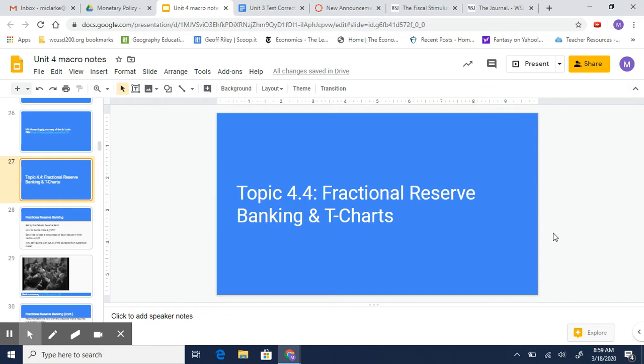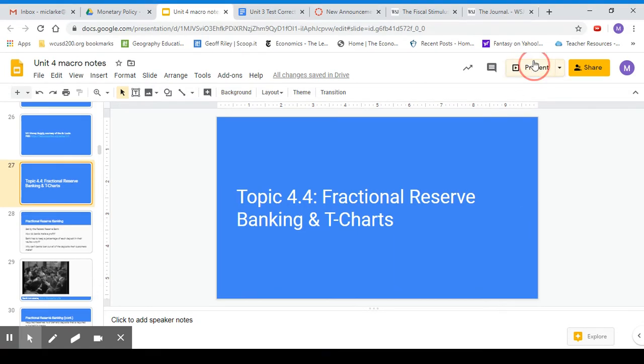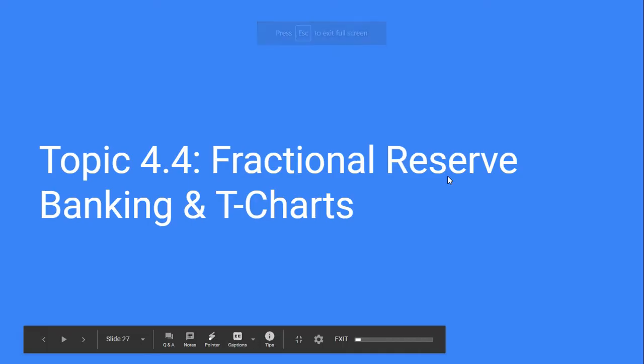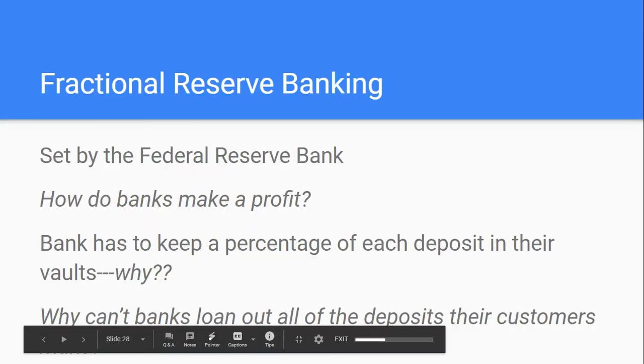So here's some notes on topic 4.4, which deals with something known as fractional reserve banking and T-charts. So today we're just going to focus on fractional reserve banking, and probably tomorrow we'll get into this concept of T-charts. All right, so what is fractional reserve banking?